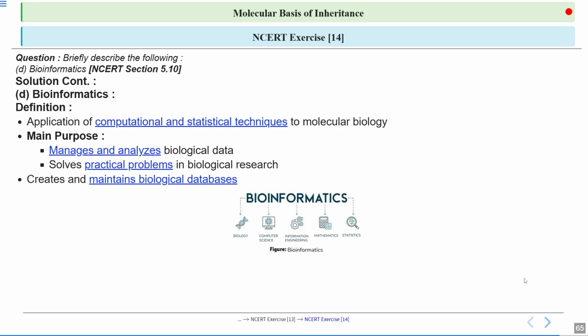So what is actually bioinformatics? It is an interdisciplinary field in which we use computational and statistical techniques in molecular biology. Its main purpose is that we manage and analyze the biological data, we solve practical problems in biological research, and it creates and maintains biological databases. We have a lot of biological databases nowadays.